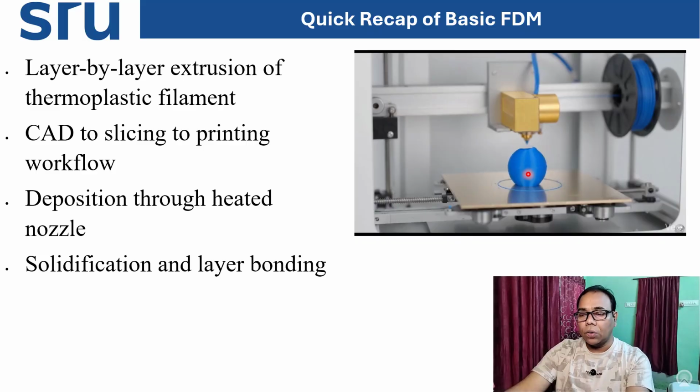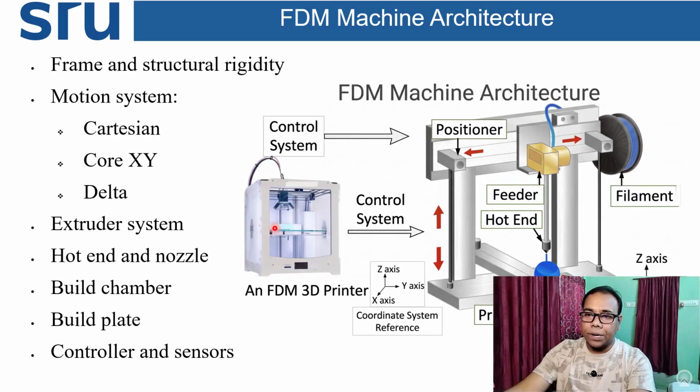After that, we have already discussed solidification and layer bonding. As we know, layer upon layer printing is taking place, so one has to ensure that the layers are properly joined. Otherwise, if they are not properly joined, it will again result in a defective product, or the quality of the product will not be as good as expected. So this is the workflow of the 3D printing process.